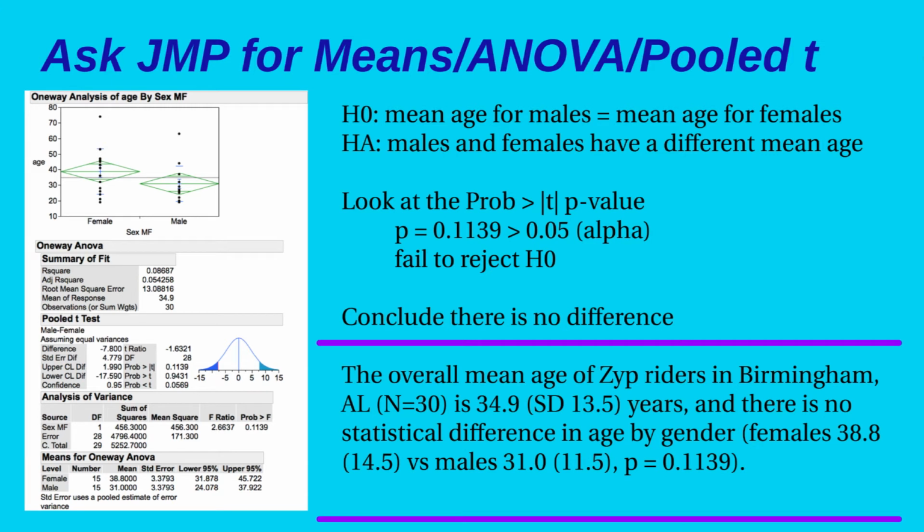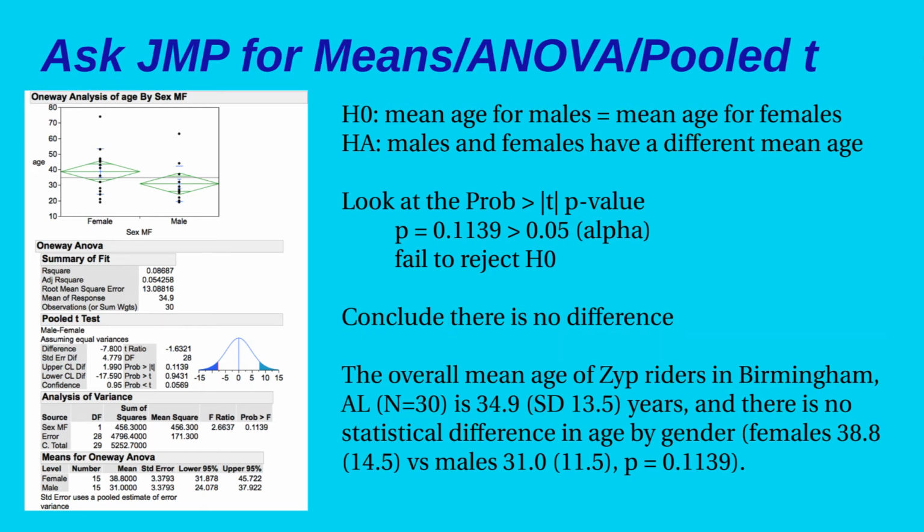Now you might say, well, 38.8 and 31 seem like they're far apart. But remember, you have to consider the standard deviation. And you have to consider the overall distribution of ages by gender. So while the mean age for females is observed to be higher, because of our small sample size and because of the large standard deviations involved, we cannot say that the male and female zip rider mean age is statistically significantly different.